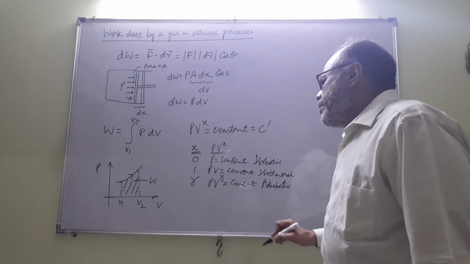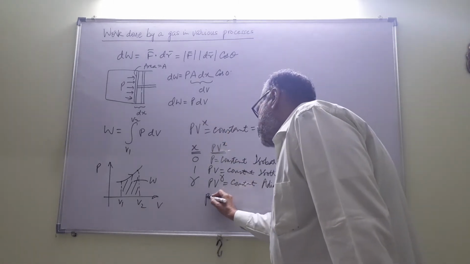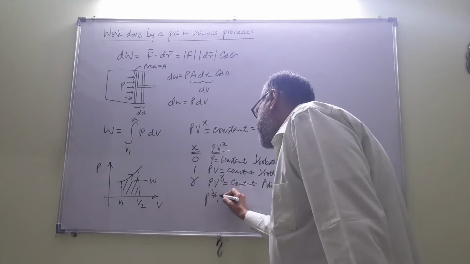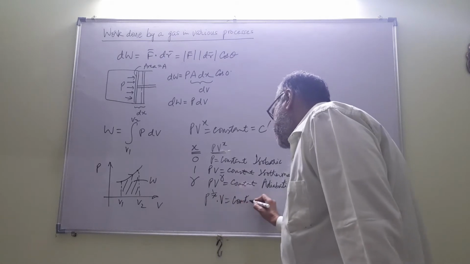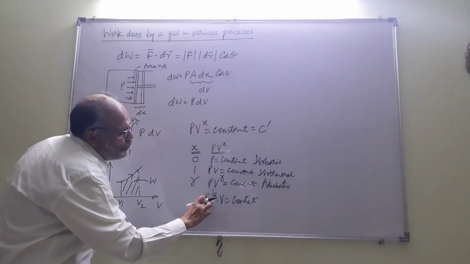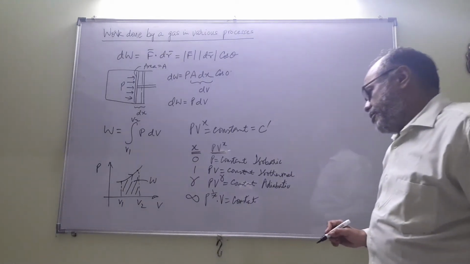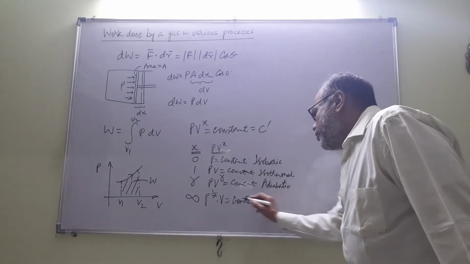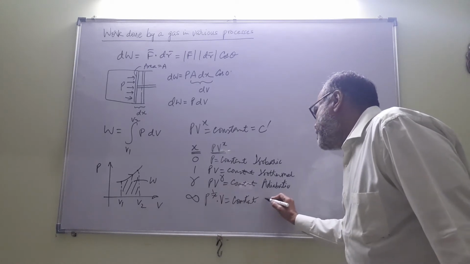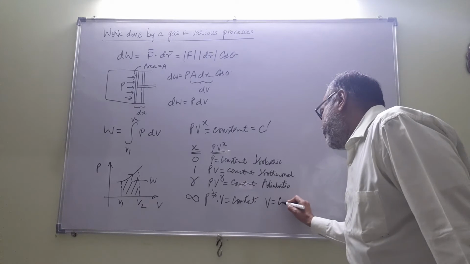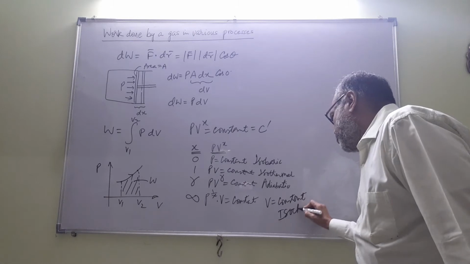Then we have an interesting case where if you take the xth root, this would be P power 1 by x into V is constant, and let us say we put x as infinity. Then P power 0 would reduce to 1, and you will have V as constant. So that would be an isochoric process.